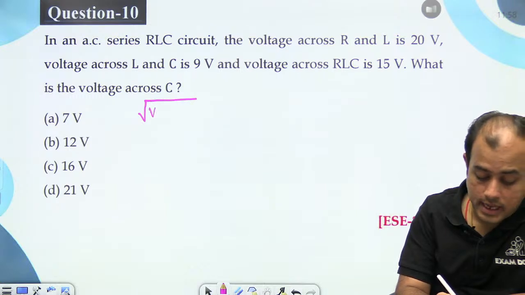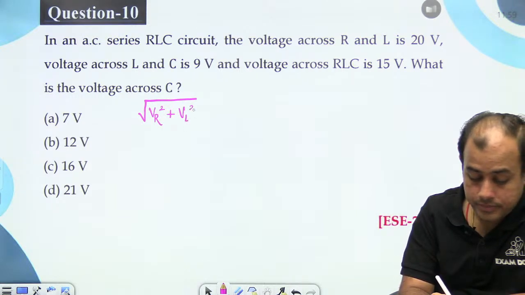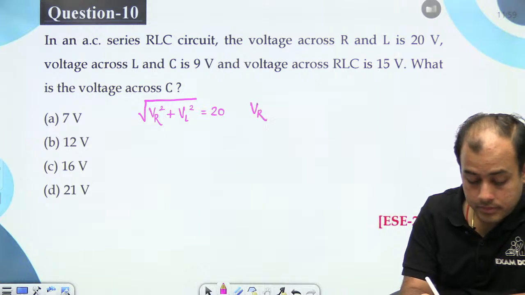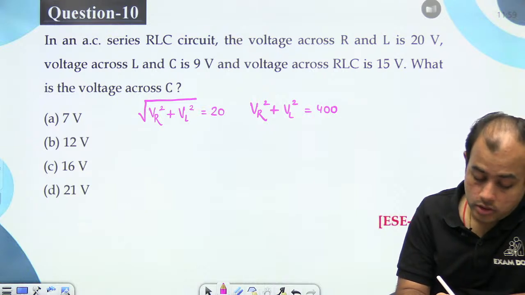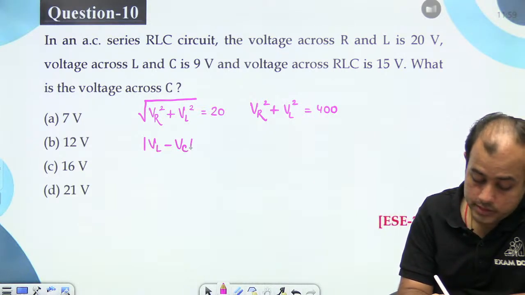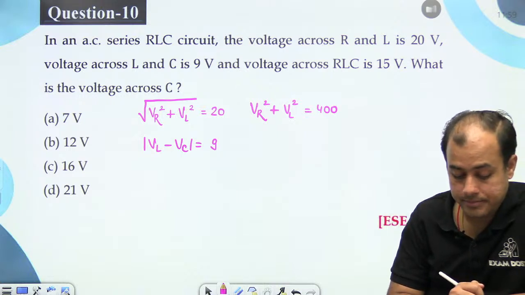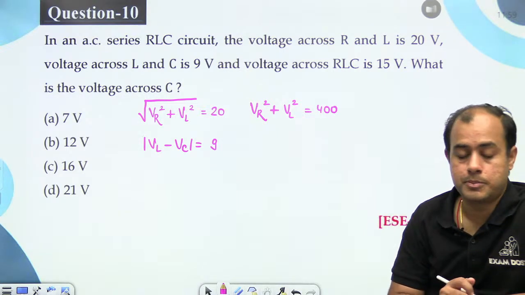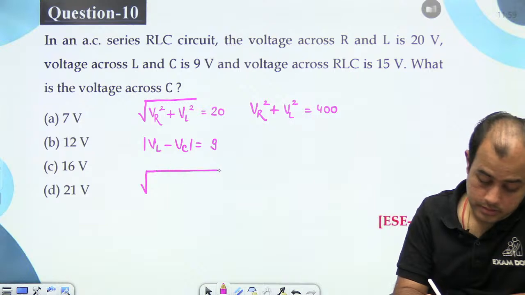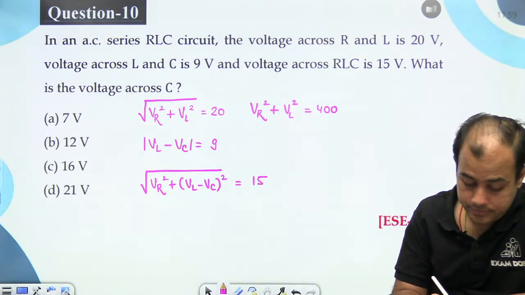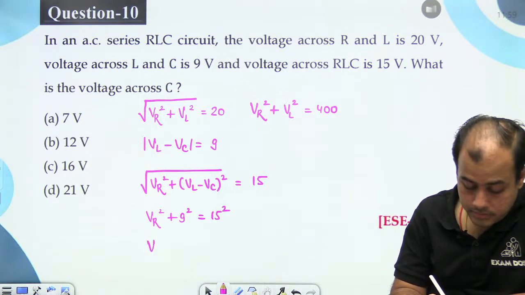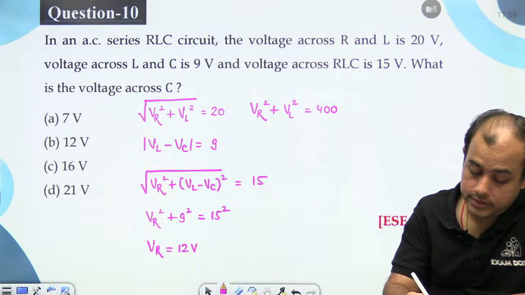The voltage across R and L is perpendicular. Voltage across L and C is opposite, but we don't know which value is bigger. ठीक है, we do not know which value is bigger. Either VC is bigger or VL is bigger. The total voltage is like this. VR is 12.